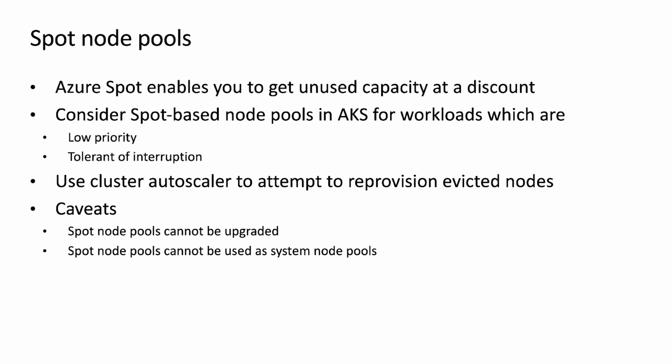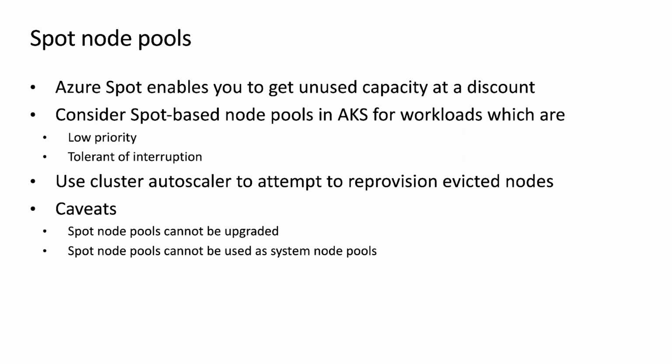And so the idea here is to allow you to get unused Azure capacity at a pretty steep discount, up to 80% in some cases, while being mindful of the fact that that capacity is not guaranteed. So if it needs to be reclaimed for other customers who are willing to pay full price, then your nodes will get evicted. But for certain workloads, namely things that are maybe lower priority and certainly things that are very tolerant of interruption, so batch jobs, machine learning type workloads, this can be a very nice way to get a significant discount on your compute costs while still running in an AKS environment.